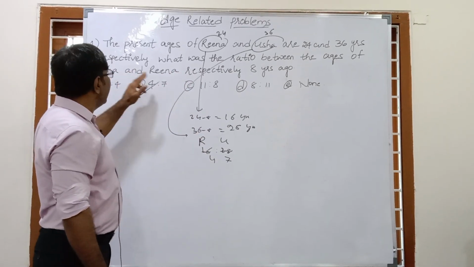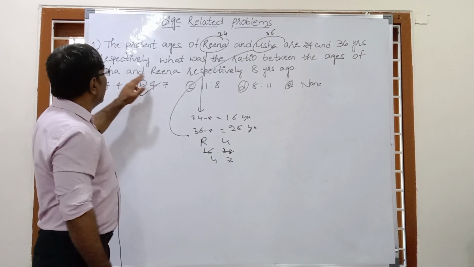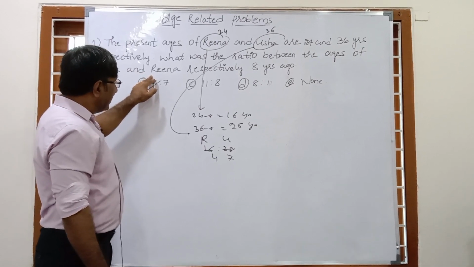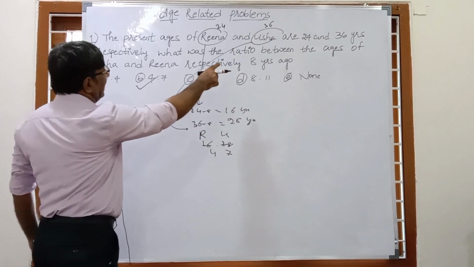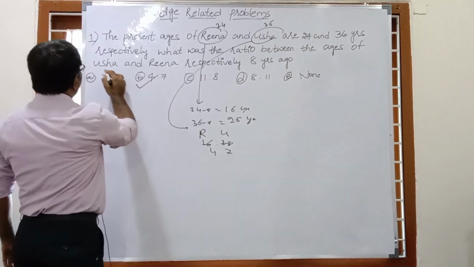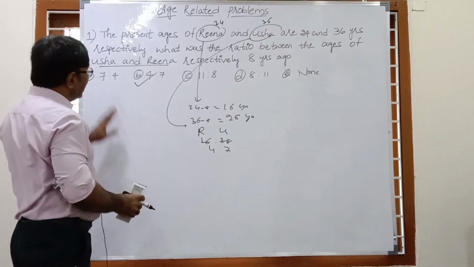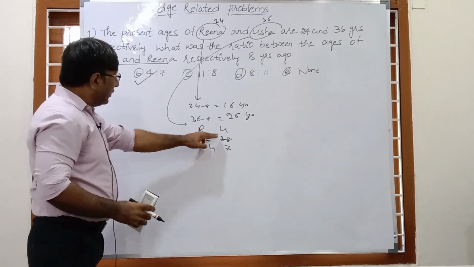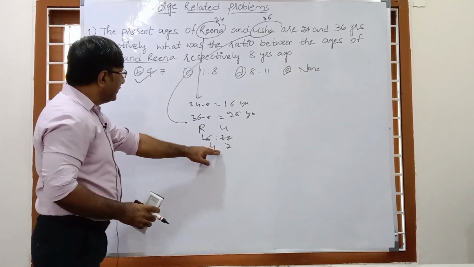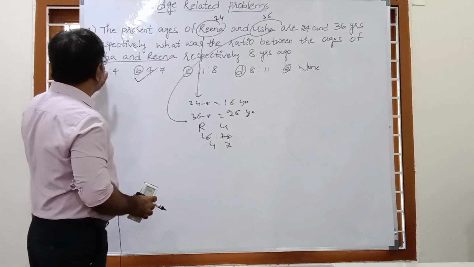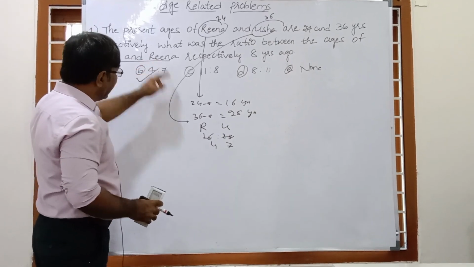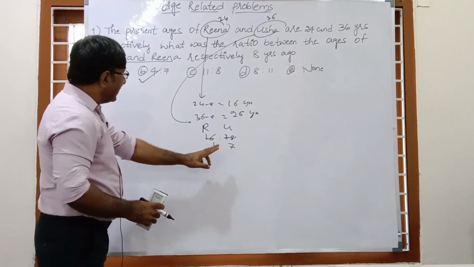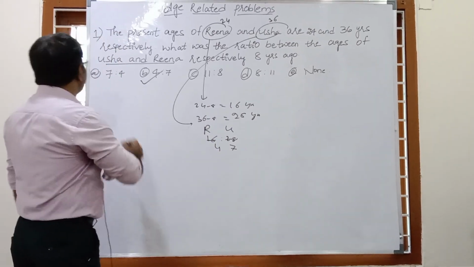So for the ratio, first you see Reena and Usha. Here the question says age of Usha and Reena. So first you write the age of Usha and then Reena. If the question gives Reena and Usha, then it is 4 is to 7. But here the question is Usha and Reena. So Usha is 7, Reena is 4. So 7 is to 4 is the right answer.